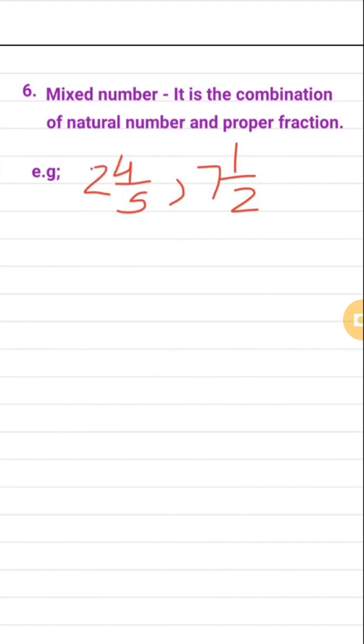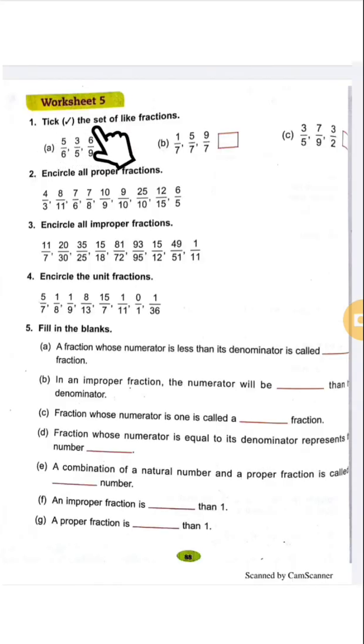So on the basis of these types of fractions, we will do our worksheet number 5. Question 1 is tick the set of like fractions. So first of all, you should know what are the like fractions. As I have told you, like fractions are those fractions which are having the same denominator. So here in this A part, denominators are different. So this is not a set of like fractions. Here all the denominators are same. So this is a set of like fractions and we will tick this one.